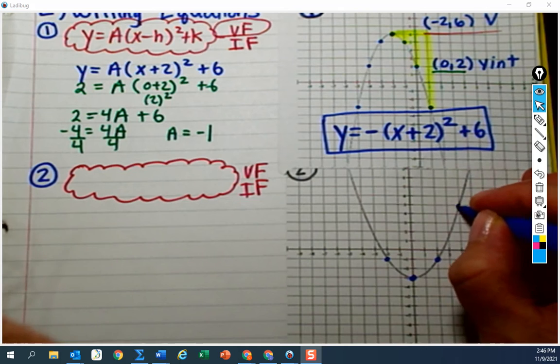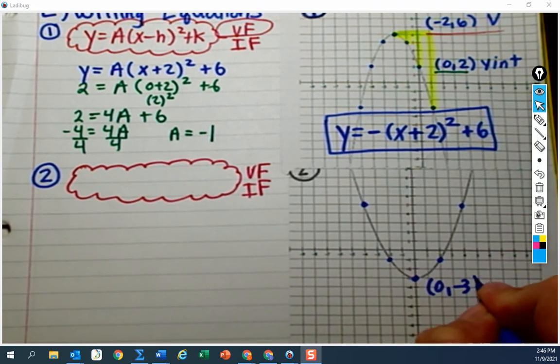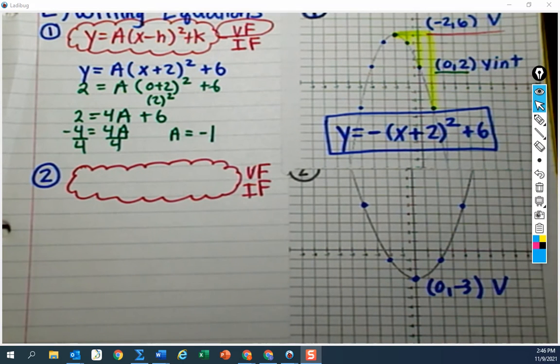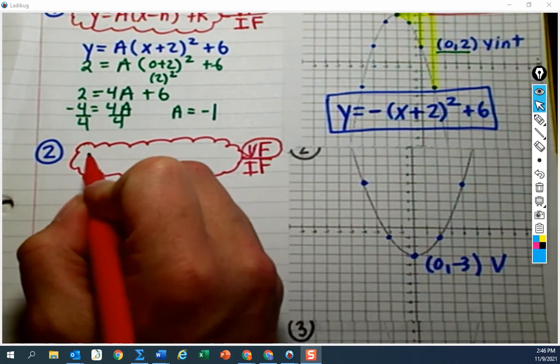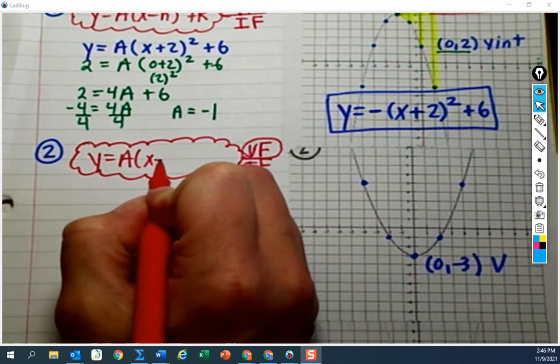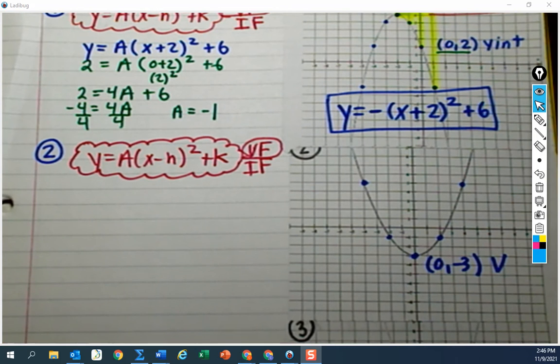Right now you can only label integer coordinates. So we've got 0, negative 3, and that's the vertex, and the y-intercept, and that's fine. I'm going to leave it as vertex. Seems like the vertex is the only thing that's labeled, so that's what I'm going to use. So vertex form is what I'm going to use. I'm just going to start by writing that a, h, k stuff down and then plugging in what I know.